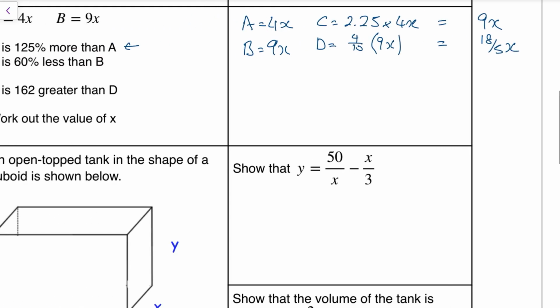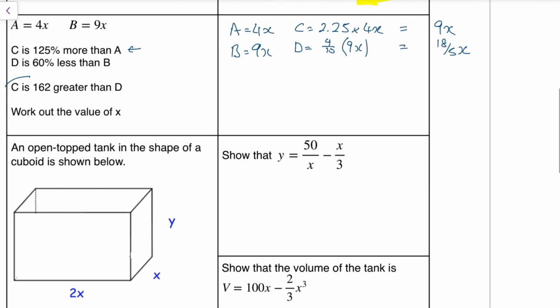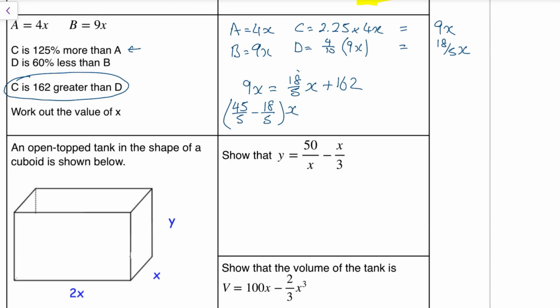Then it's going to link the two together, isn't it? Yes, it is indeed. Then it says C is 162 greater than D. So in other words, C, which is 9x, equals D, which is 18 over 5x, plus 162. And basically, I've just got an equation, I solve it. So 9x is the same as, well, multiplied by 5 is 45 over 5x, minus 18 over 5x. I've moved this to the other side.